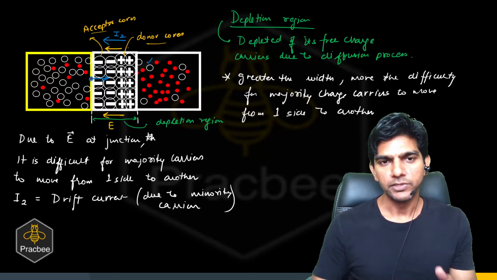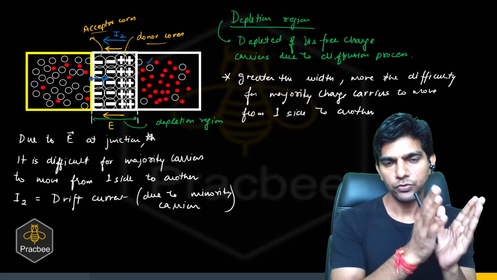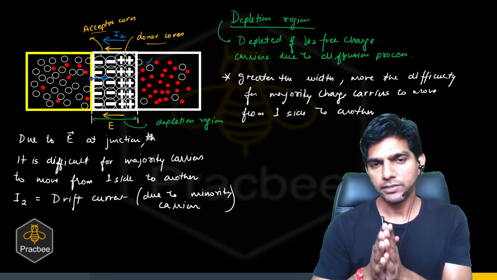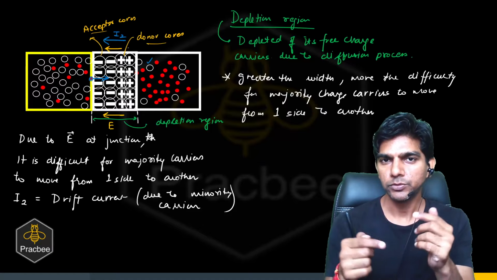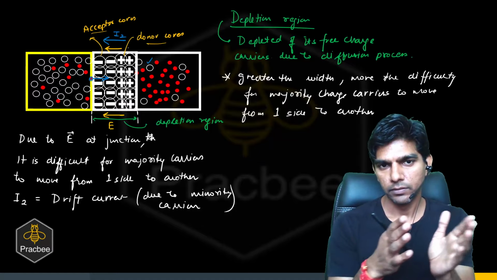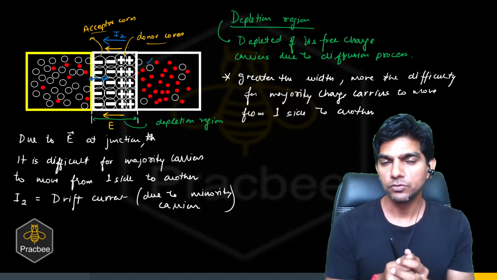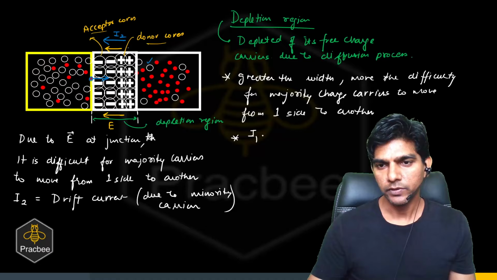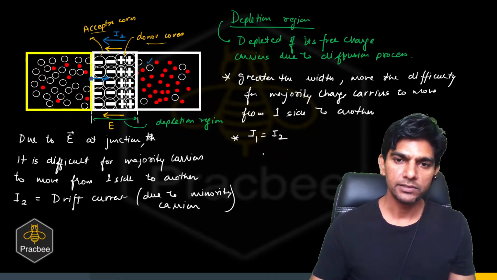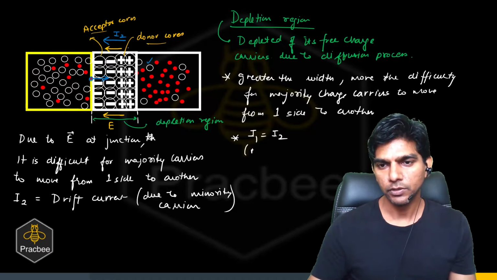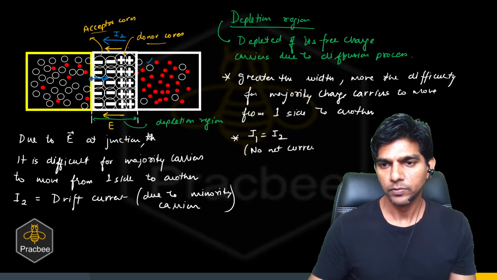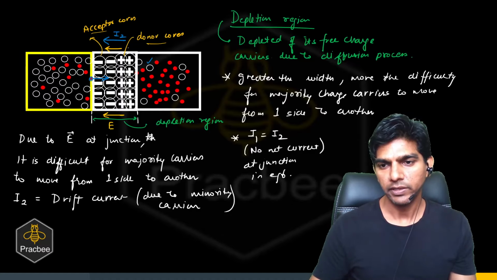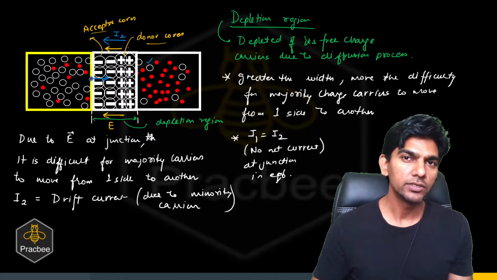Right, so what happens? Can you see, as the majority carriers move from left to right, the field at the junction keeps on getting stronger, and then again it will offer more resistance to the majority carrier. So what happens at equilibrium? At equilibrium, I1 balances I2. So we can say there will be no net current at the junction in equilibrium. When that happens, we can say the PN junction has been formed.